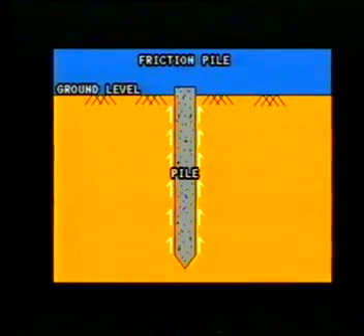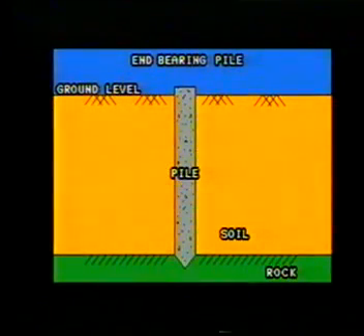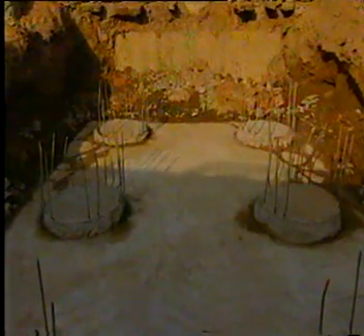The load can be transferred through friction piles, end bearing piles, or friction cum end bearing piles. The use of pile foundation in modern times has become necessary due to heavy loads transmitted by structures to the soil.